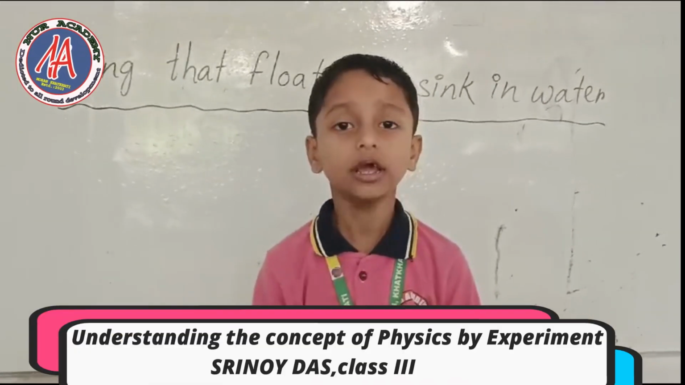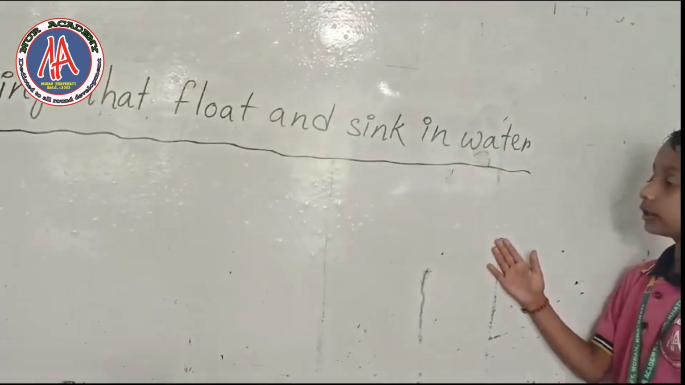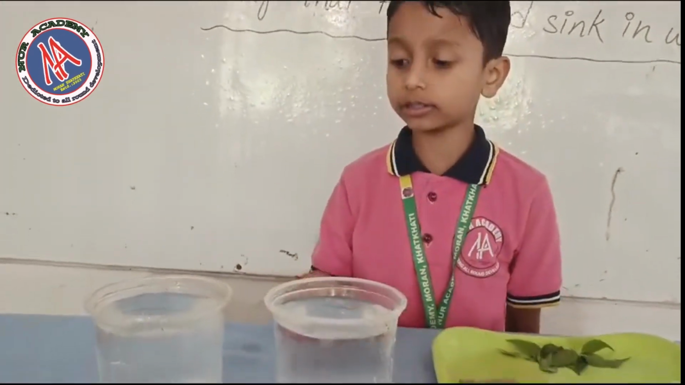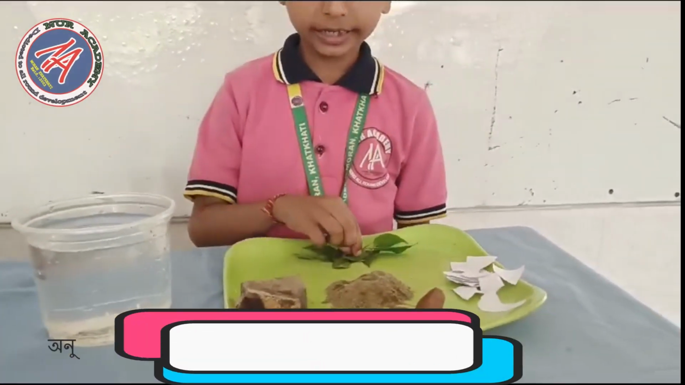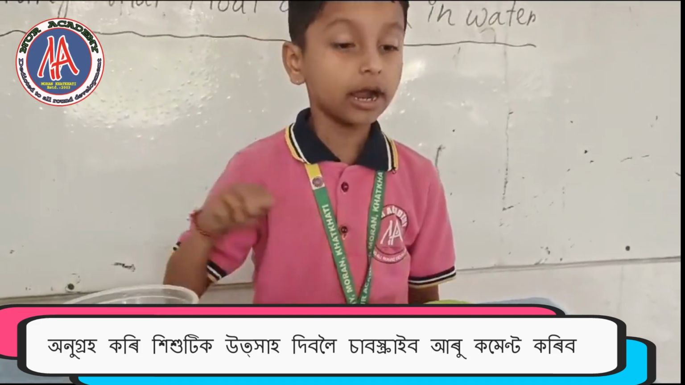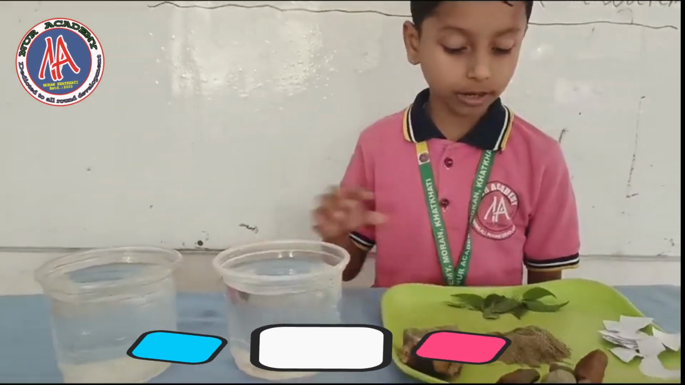Student of class 3. Today we are going to learn about what sinks and what floats in water by performing an experiment. Here I am taking two balls and filling the balls with water. Here are some objects: leaf, wood, stone, sand and paper. Now I am going to put these things into water one by one.